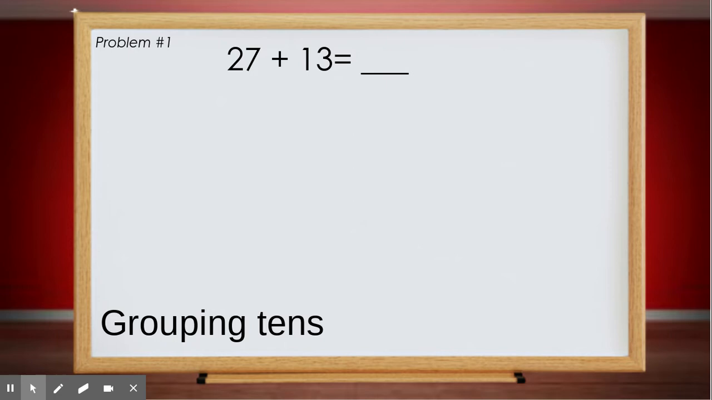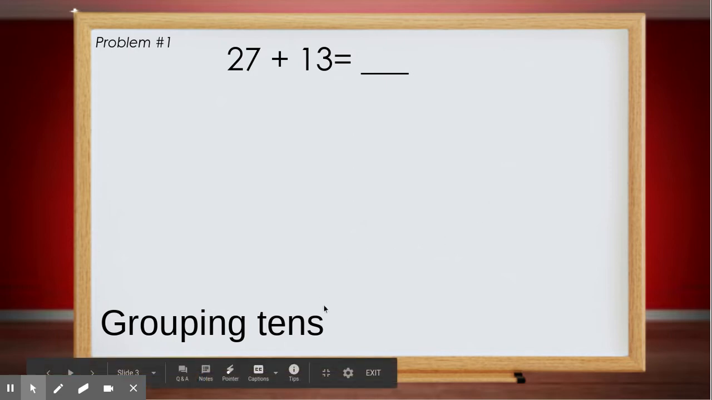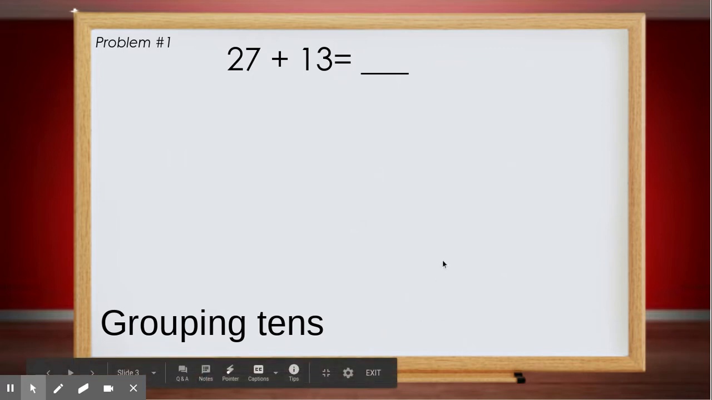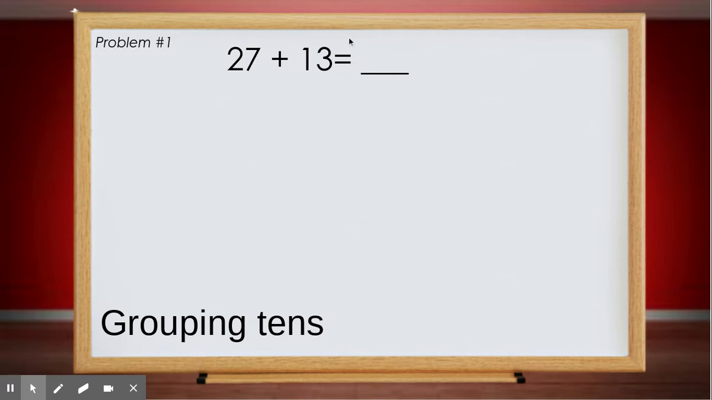For this number sentence, we're going to use the grouping 10 strategy. When thinking about grouping 10, I want to make sure I think about which of the numbers is going to be easier for me to break into tens and ones in order to group a 10. Usually, it's easier to break the smaller number because it goes into a quick 10 and 3.